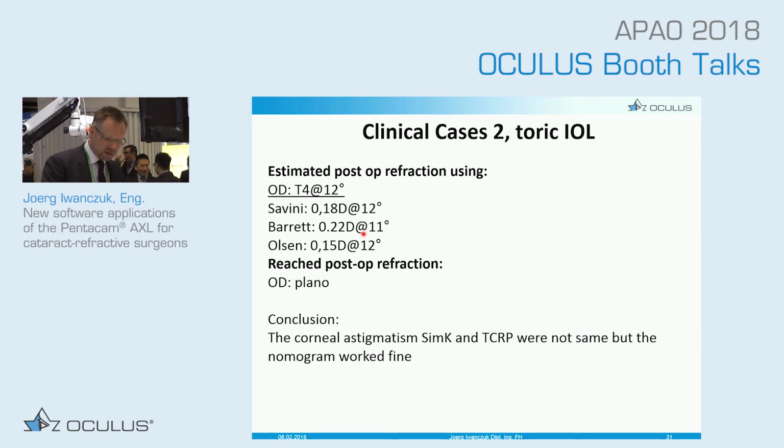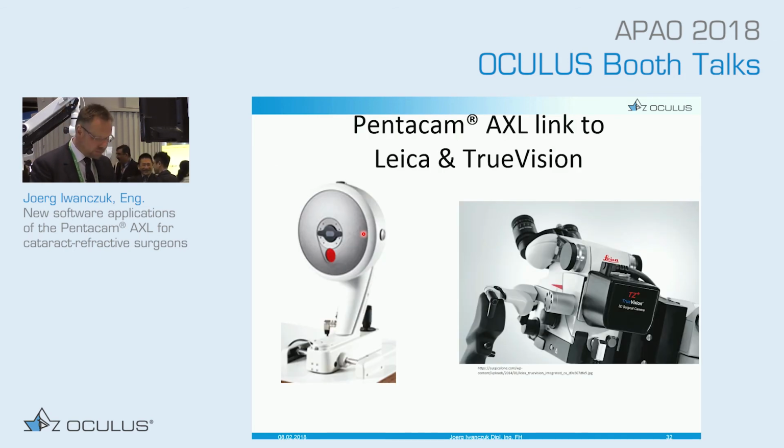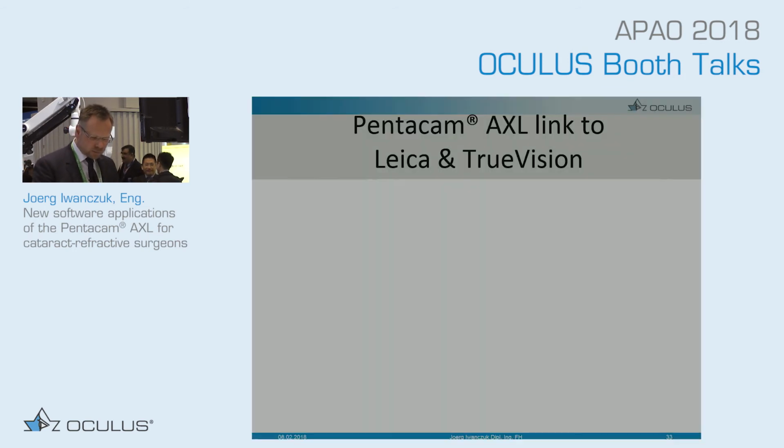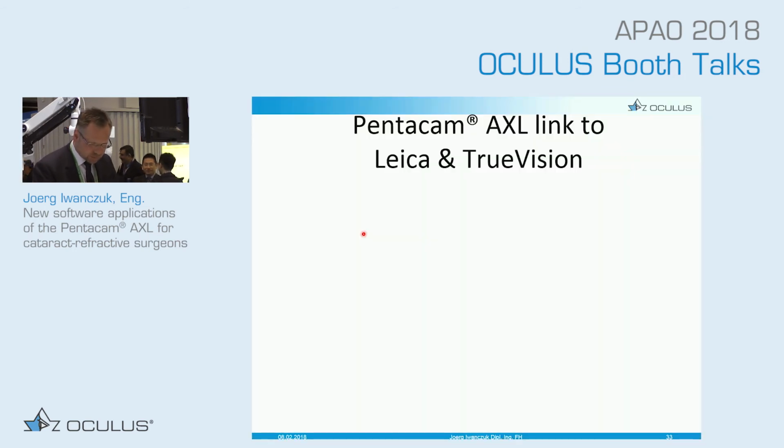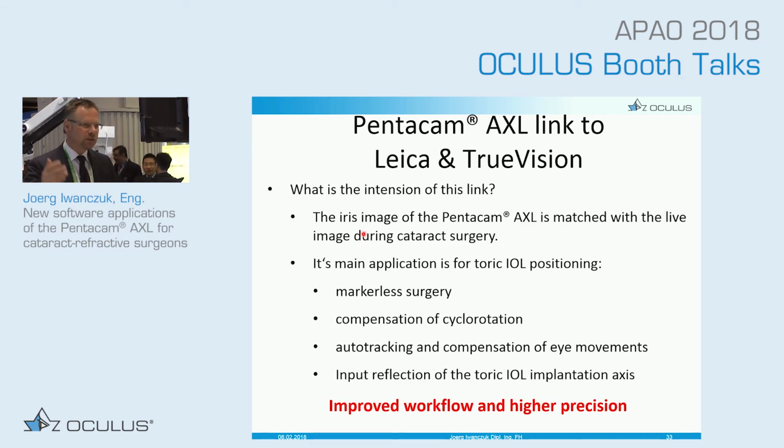Yeah, we have the link now to Leica using TrueVision. So what we are doing is we superimpose the iris image so that you have a live tracking during surgery. So you have the image from the Pentacam, you have the live image during surgery, and when you lay down the patient, you have cyclorotation. And we compensate this while matching the Pentacam picture. And then we can compensate for the angle.